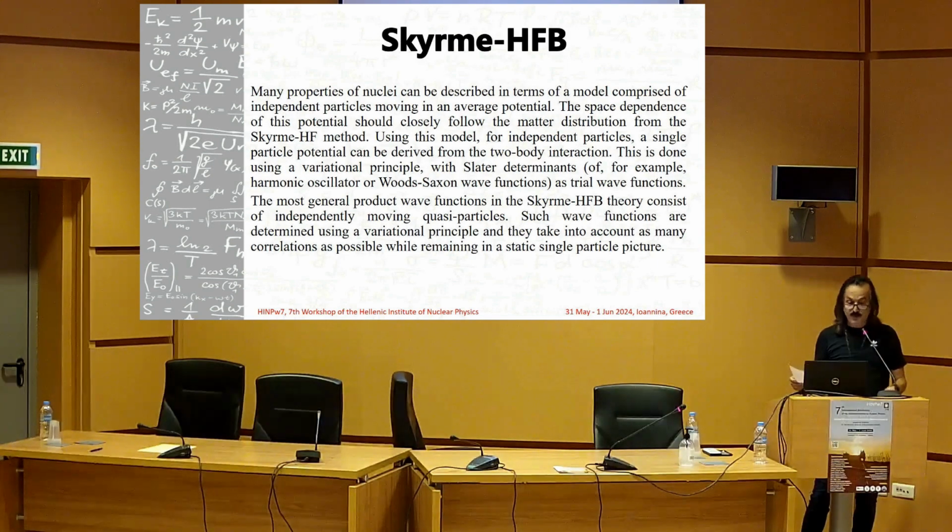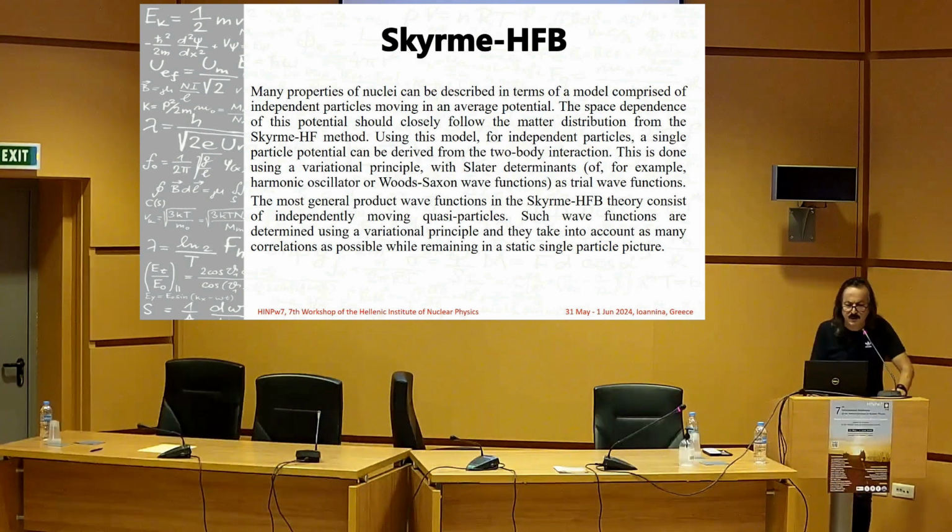In Skyrme HFB, many properties of nuclei can be described in terms of a model comprised of independent particles moving in an average potential. The space dependence of this potential should closely follow the matter distribution from the Skyrme HF method. Using this model of independent particles, a single-particle potential can be derived from the two-body interactions. This is done using a variational principle with Slater determinants, for example harmonic oscillator or Woods-Saxon wave functions.